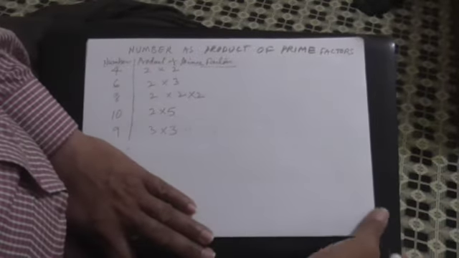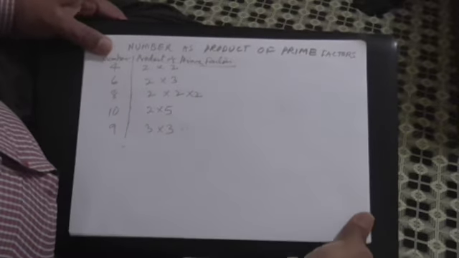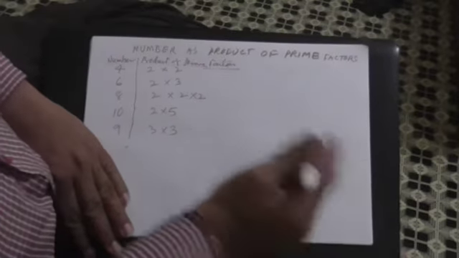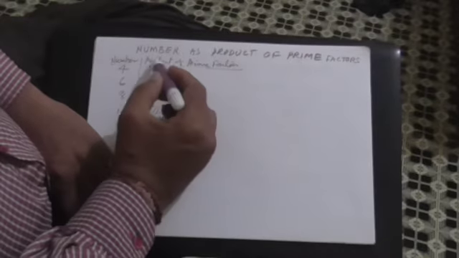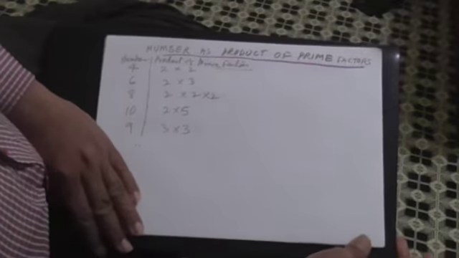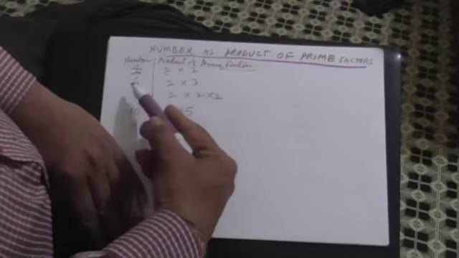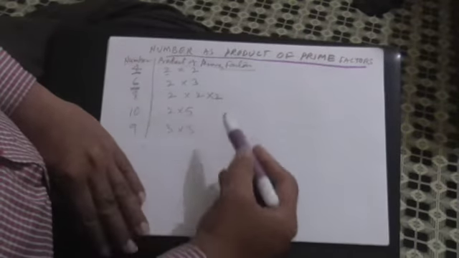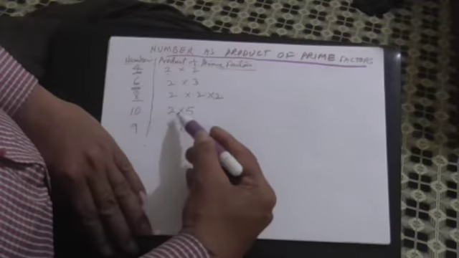Hello, good morning. I am going to write a program which involves writing a number as a product of prime numbers. So, a number as a product of prime factors. For example, 4 is my number, it is 2 into 2. If 6 is my number, it is 2 into 3. If 8, it is 2 into 2 into 2. If it is 10, it is 2 into 5.